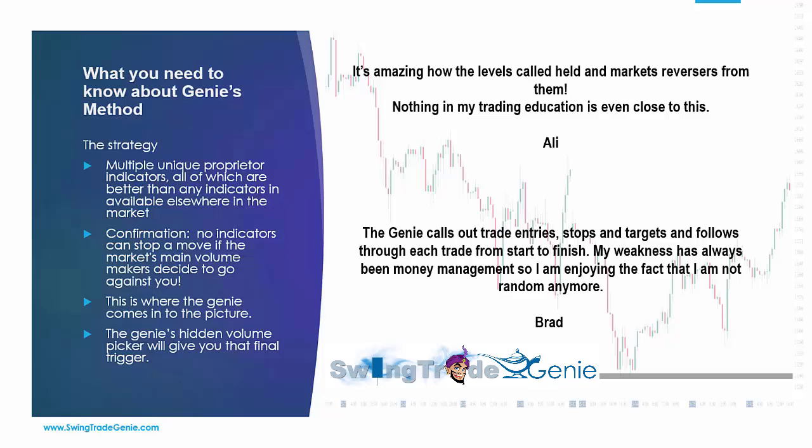The strategy is simple. We have multiple unique proprietary indicators, all of which are better than any other indicators available elsewhere in the market today. We only trade with confirmation. No indicators can stop a move if the market's main volume makers decide to go against you. It's just not going to happen. This is where the Genie comes into the picture. The Genie's hidden volume picker will give you that final trigger so you can pull it with confidence.